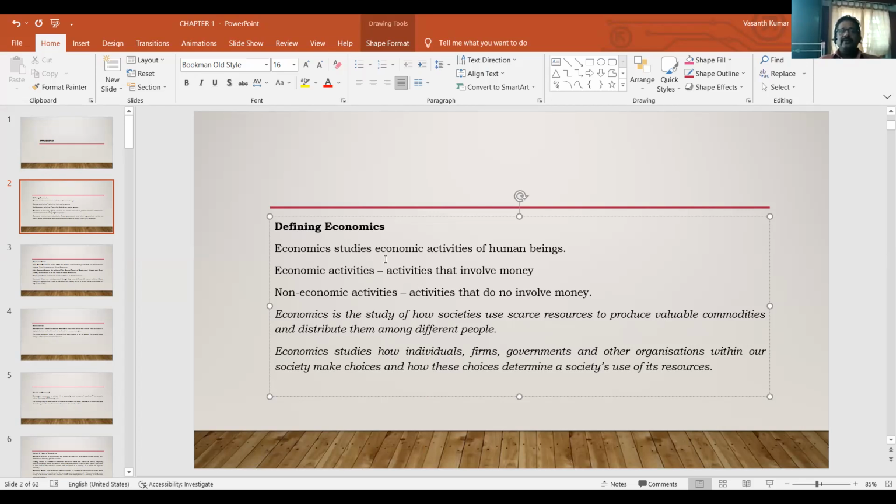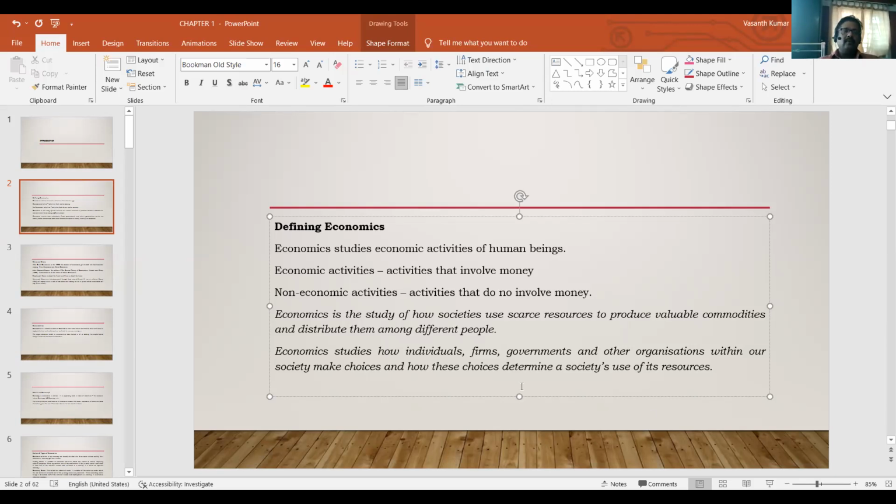Now, economics studies the economic activities of human beings. The activities of human beings can be classified into two: economic activities and non-economic activities. How can you differentiate between these two types of activities? Economic activities are those activities which involve money, whereas non-economic activities are those activities which do not involve money.